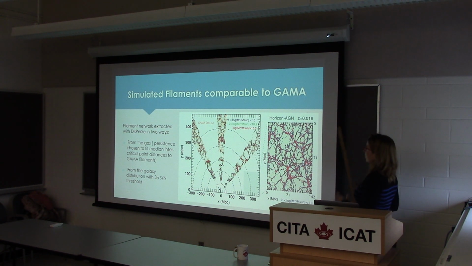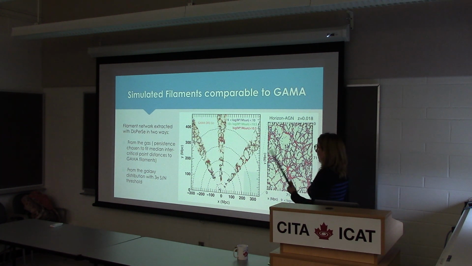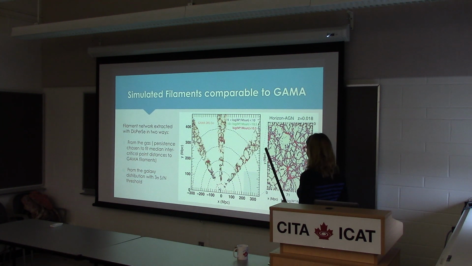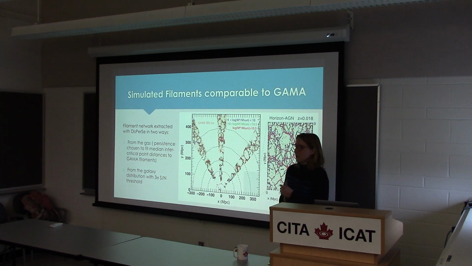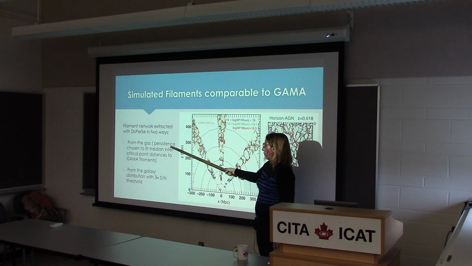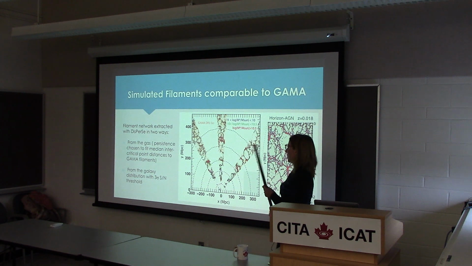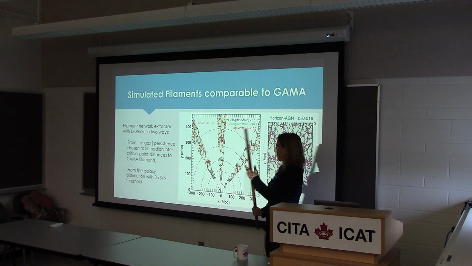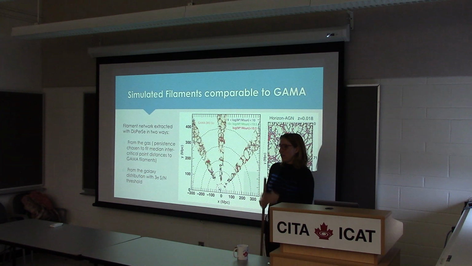For the filament extraction, we tried to extract filaments in the simulation that were as close to what we could get in GAMA. And we tried to do that in two ways. First, we used DisPerSE, just like in observation. In simulation, you can do it two ways. You can extract it from the gas density field, so from a rather smooth field. Or you can extract it from the galaxy distribution, just like in observations. We did both. We tried to extract it from the gas, and in this case, we chose the persistence to fit the median inter-critical point distance between GAMA and the simulation.